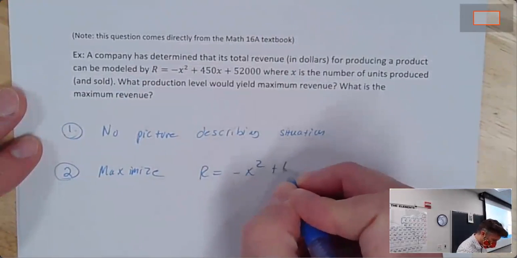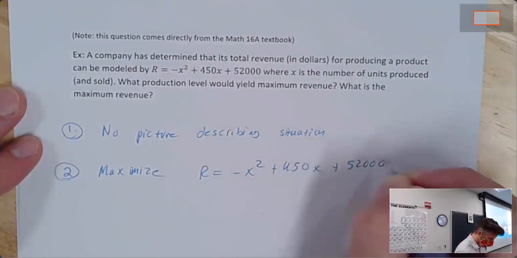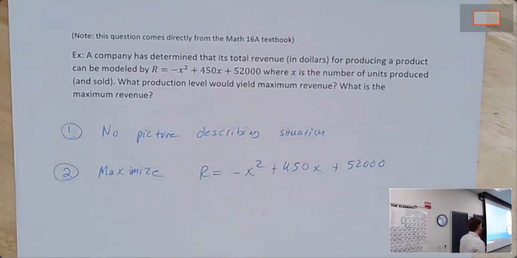Negative x squared plus 450x plus 52,000. We don't need to look for a constraint here because the thing we're trying to maximize is already a function of one variable. Right? The previous problem, we definitely needed to look for a constraint.